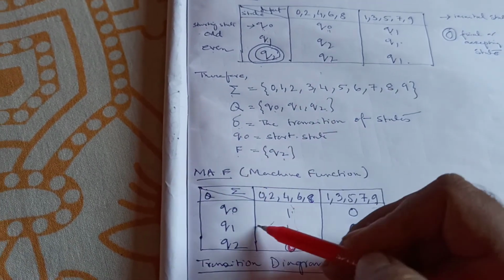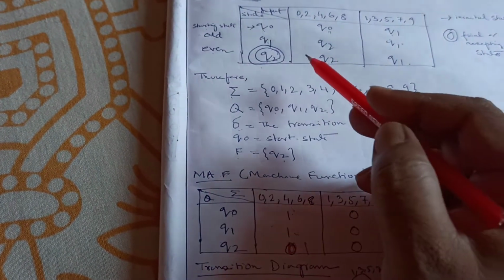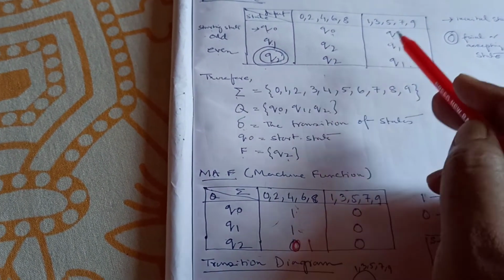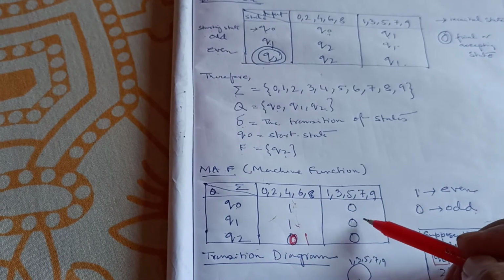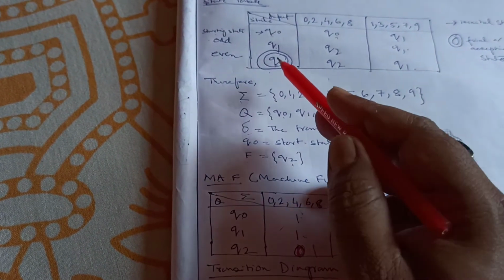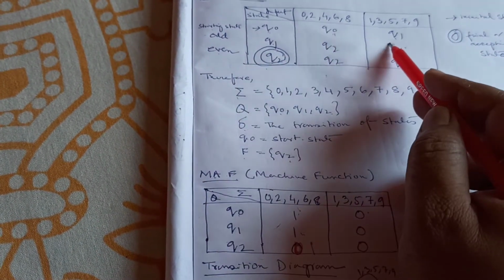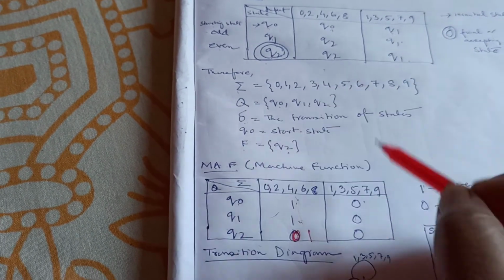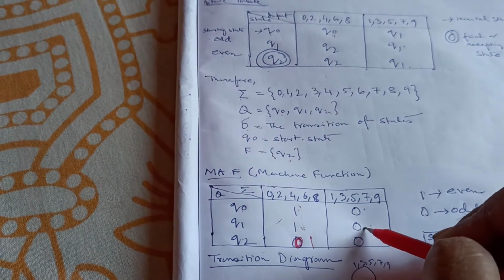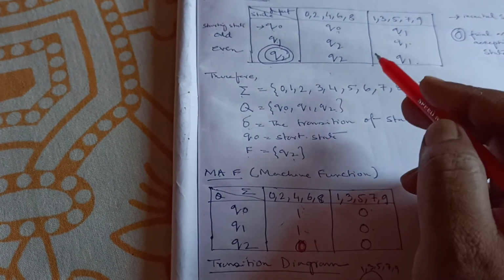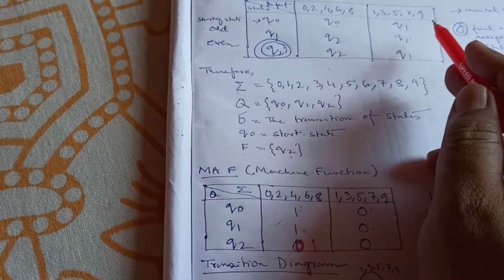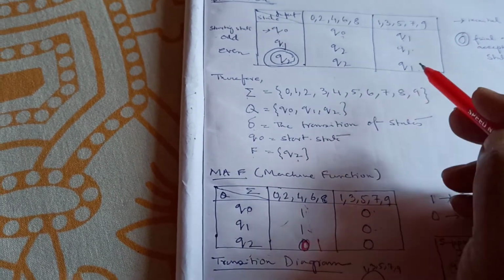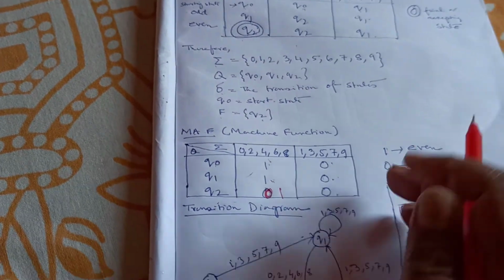Now Q0, if it gets 1, 3, 5, 7, 9, it will go to Q1 state, so odd, which is represented by 0. Q1, if it gets 1, 3, 5, 7, 9, it will go to Q1, that is odd state, so it will be represented by 0. Q2, if it gets 1, 3, 5, 7, 9 as input, it will go to Q1 state, that is odd, so it is 0.